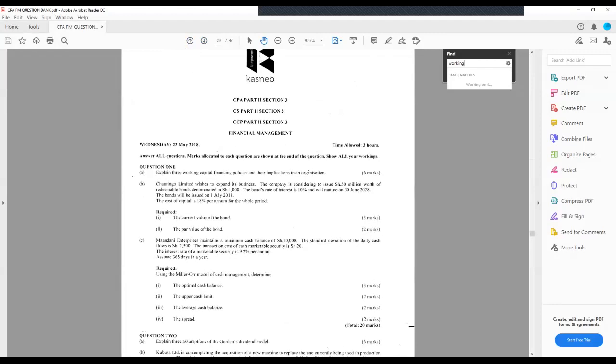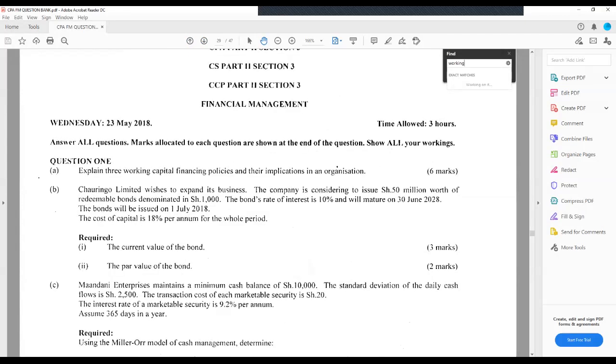Okay, no, this is on financing policies. Question 1, that is in May 2018, question 1: explain three working capital financing policies and their implication in an organization. So this was financing, not investment. But either way, the question can also be asked: explain three working capital investment policies and their implication in an organization. So it can be asked. For now, let's go back and discuss the financing policy.